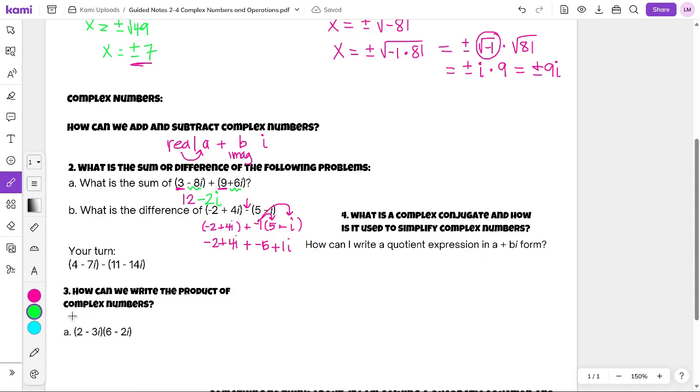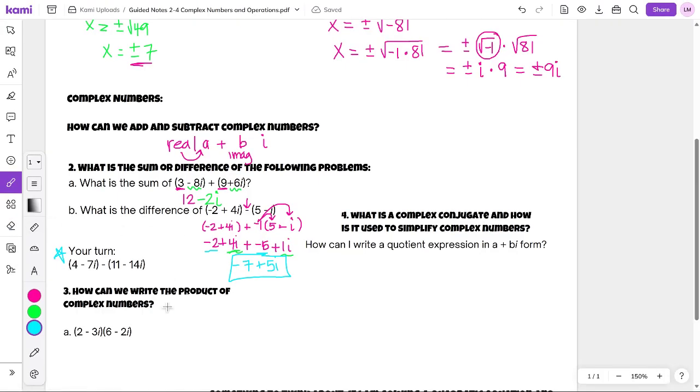Now I'm going to add the real parts with the real parts, imaginary parts with imaginary parts. So real parts, negative 2 and negative 5 is negative 7. And 4i and 1i is 5i. All right, so negative 7 plus 5i, and that is in the correct form, a plus bi. So I'm going to leave that one for you to do.